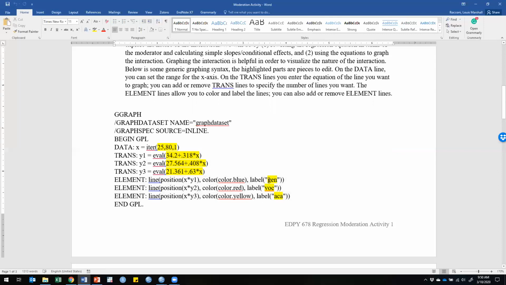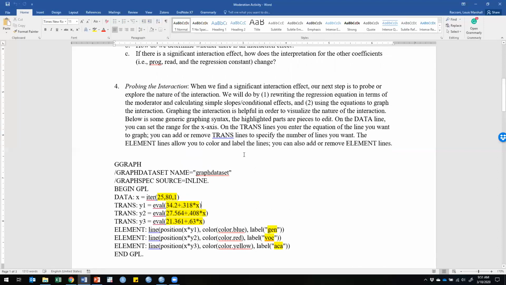And this is just to give them a label and a color. You can actually change the color here. I just did blue, red, and yellow as the color of the lines. You could change those, and you can change what they're labeled as well. So let's talk about rewriting the regression equations in terms of the moderator.